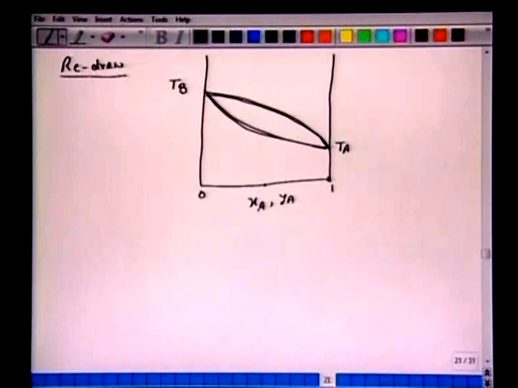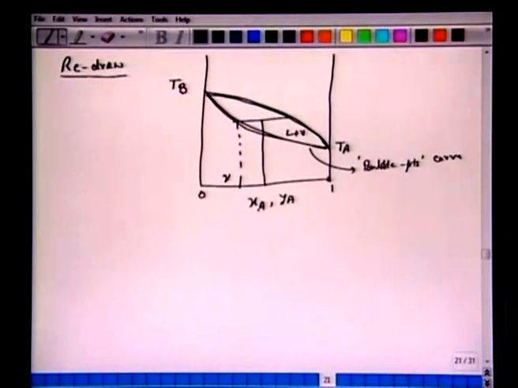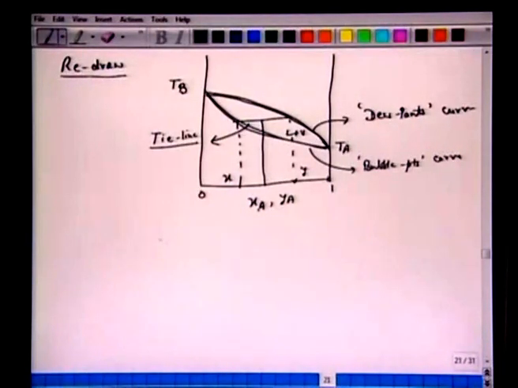If we take any composition of ZF and we reach this zone of liquid plus vapor, we have the composition x given by this bubble point curve, and we have this composition y given by the dew point curve. Okay, so we are calling it a tie line, because we are going to apply what we call the lever rule here.